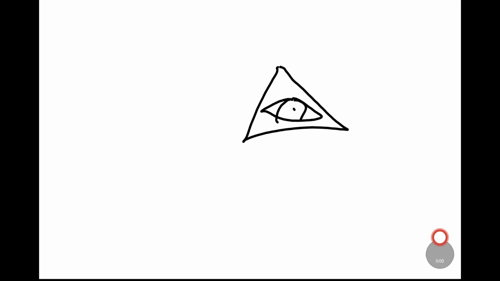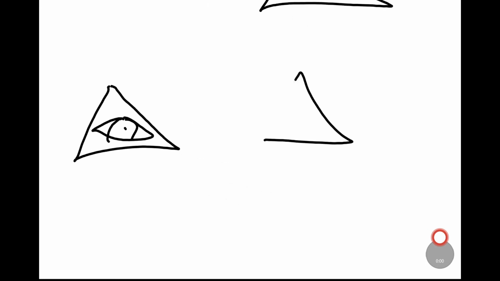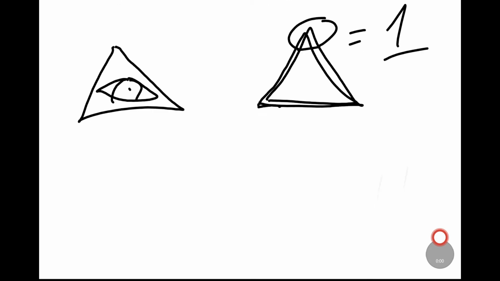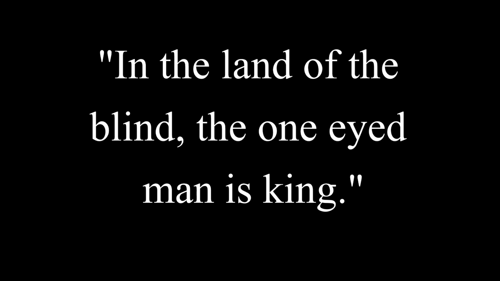Well, what does the I mean? The I is identical to the triangle. The all-seeing I, having one sight, comes from the monad. If you're two-sided, you can't see. But if you're one-sided, you can see. The one eye means being able to see the entire truth.